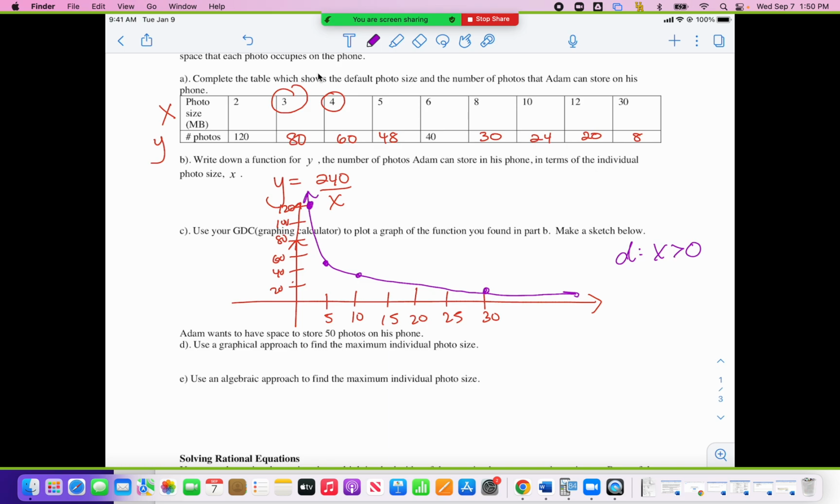Then it says Adam wants to have space to store 50 photos. Use a graphical approach to find the maximum individual photo size. So what that means graphically is you're looking for the intersection. If you have your graphing calculator, I would take it out and graph y1 is 240 over x, and in the second graph, y equals 50, and then find the intersection.